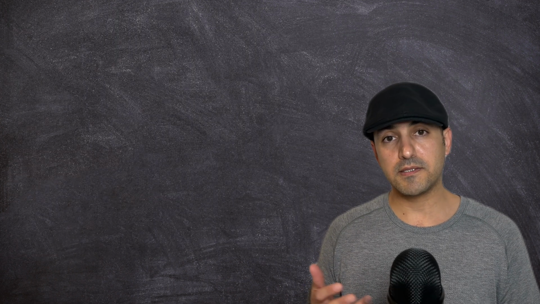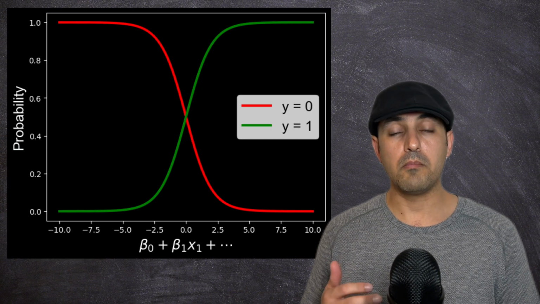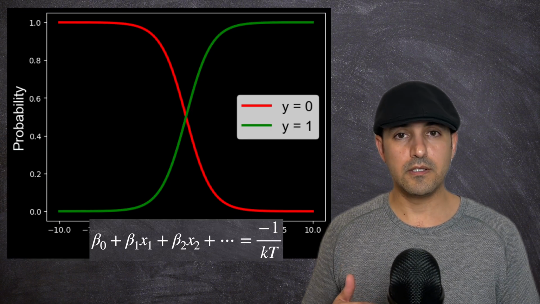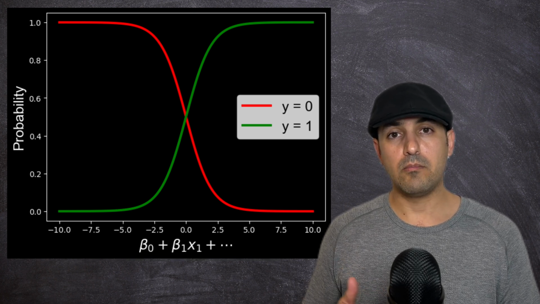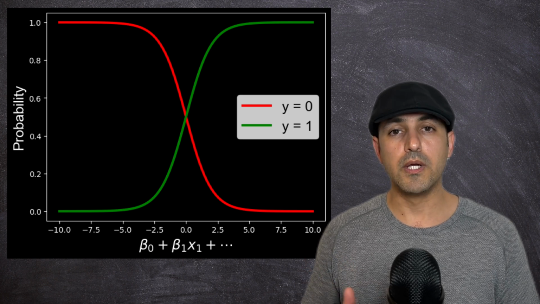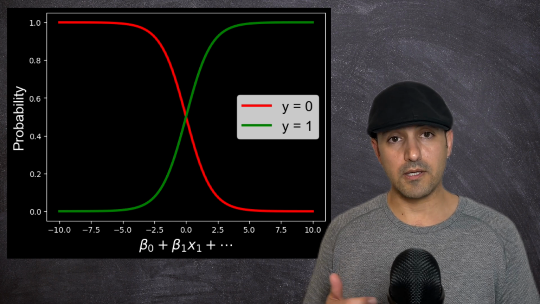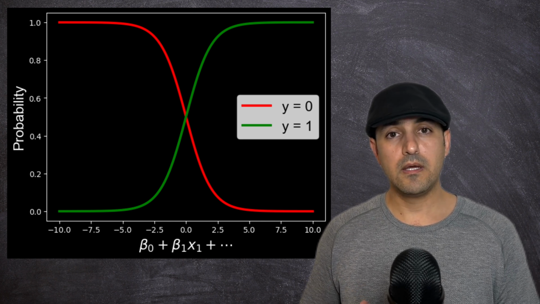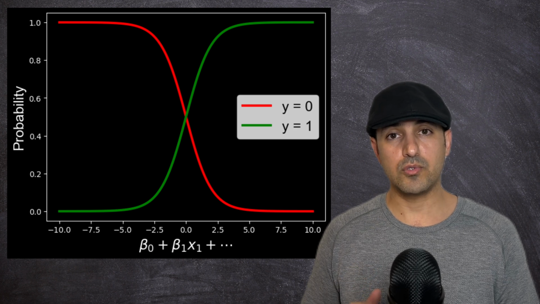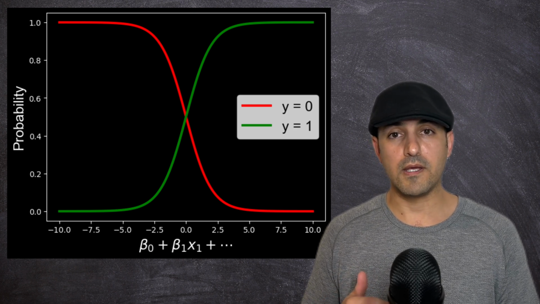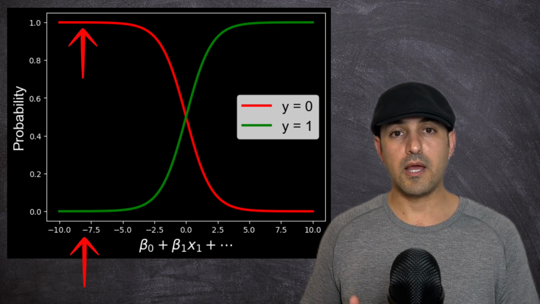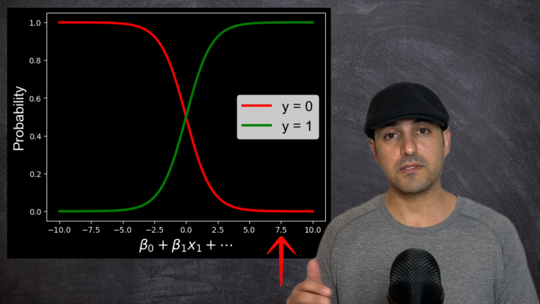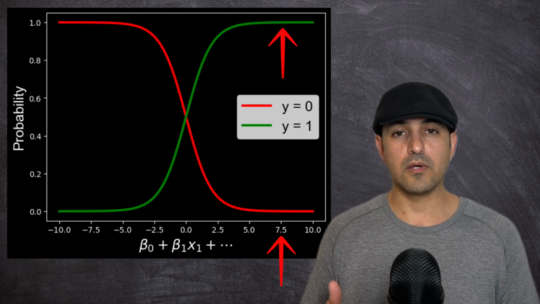Now let's change the x-axis and instead plot minus 1 over kT, which in terms of the spreadsheet variables is a bunch of beta constants multiplied by the x1, x2, and the rest of the x variables. This time, we also allow negative temperatures. As you can see, the probability of the two states switches between 0 and 1. When the x-axis is far negative, y equals 0 is our prediction. And when the x-axis is far on the positive side, y equals 1 is our prediction.